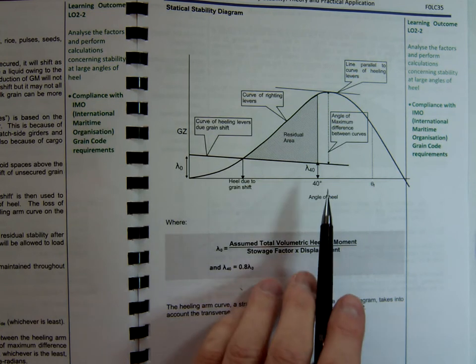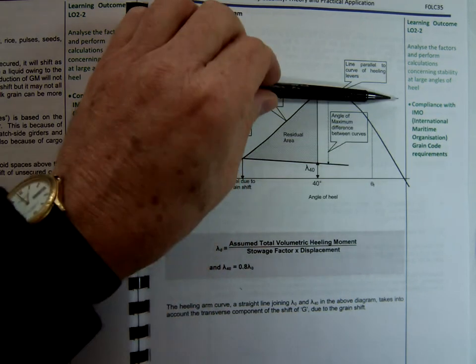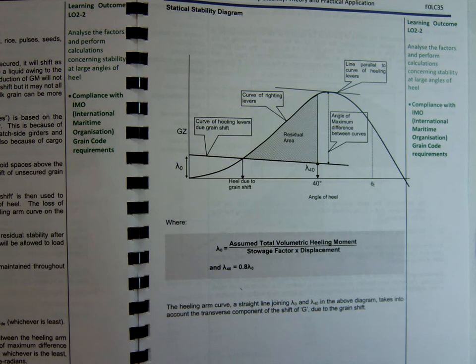Now in this particular diagram we can see we've used 40 degrees because the angle of flooding and the parallel line that we've drawn, both of those values are more than 40 degrees. They occur at more than 40 degrees. So we use the least value, the 40 degree value. And we'll have a look in another video at how we get these values. But they're the basic requirements for grain rules.